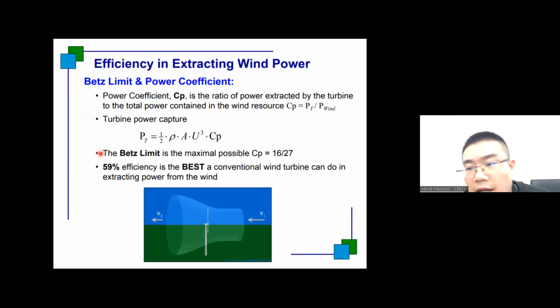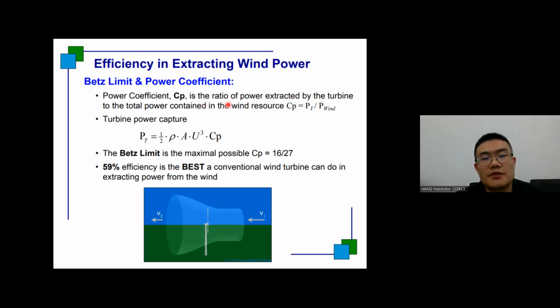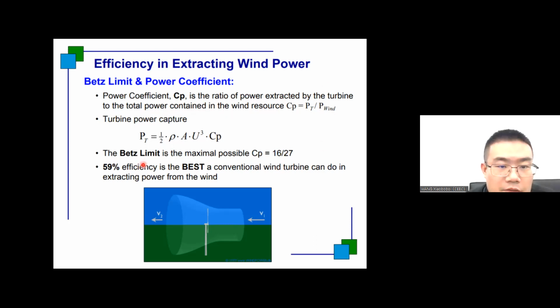Okay, another thing. After analyzing the wind parameters themselves, we can go to the efficiency in extracting wind power. We have the CP, the power coefficient. It is the ratio of the power extracted by the turbine to the total power contained in the wind resources. No matter what kind of turbine we get, there will be loss. We cannot convert 100% from the wind to the power generation. That's impossible. There will always be loss. So we can see that the best limit is a maximum possible CP.